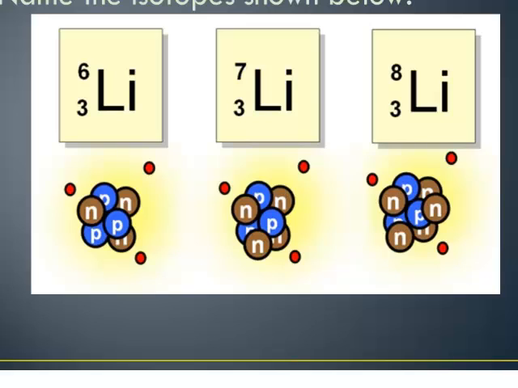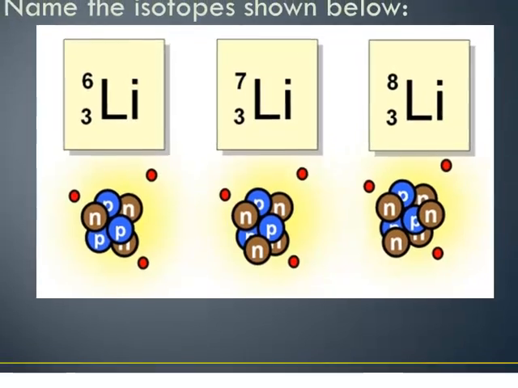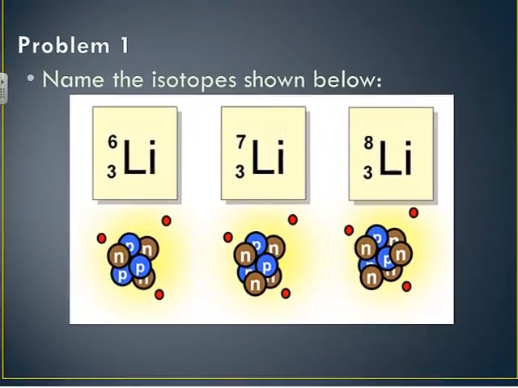If they didn't give us those symbols, we would have to look and see that each one of these does contain 3 protons, which means that each one of them is lithium. The first one contains 3 protons plus 3 neutrons to make a mass number of 6, so this is lithium-6. The next one has 3 protons and 4 neutrons, so it's lithium-7, and the last one has 3 and 5, which makes a total of 8, so it's lithium-8.